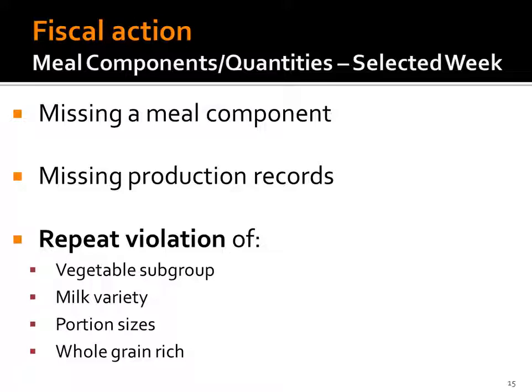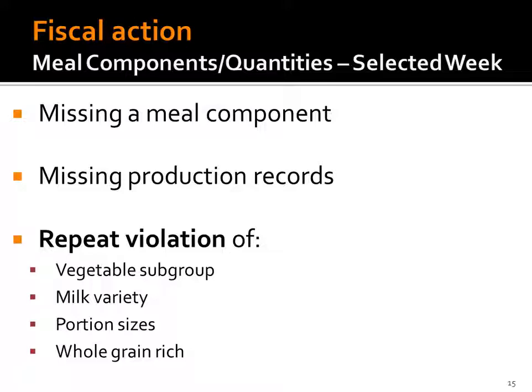Missing production records. School food authorities are required to maintain documentation that demonstrates how meals offered meet the meal patterns. Your production record is the only way to prove what you offered. This includes all reimbursable meals, breakfast, lunch, your snack program, and even the summer food program if you're operating that.